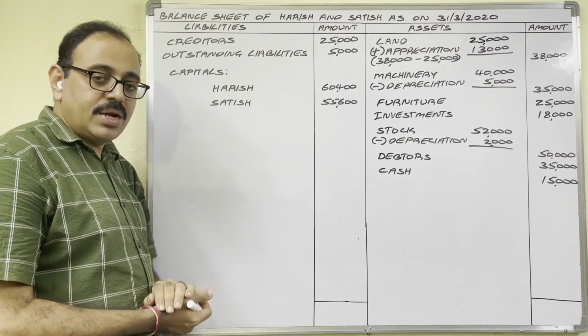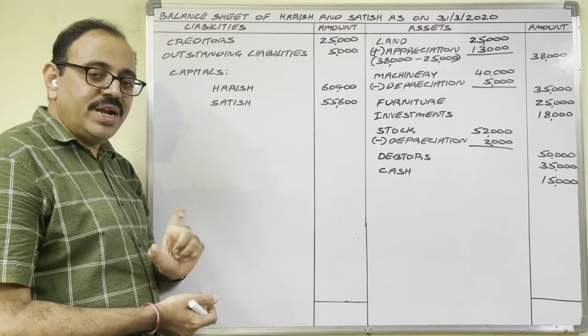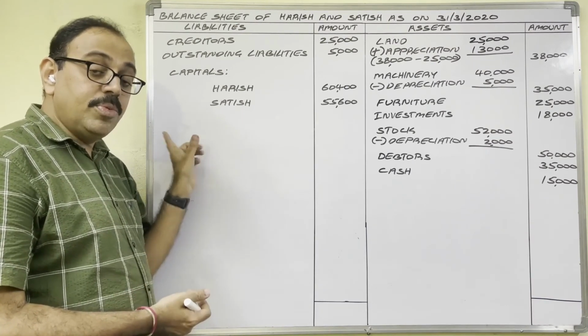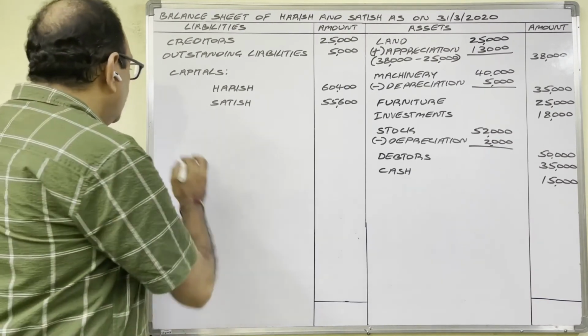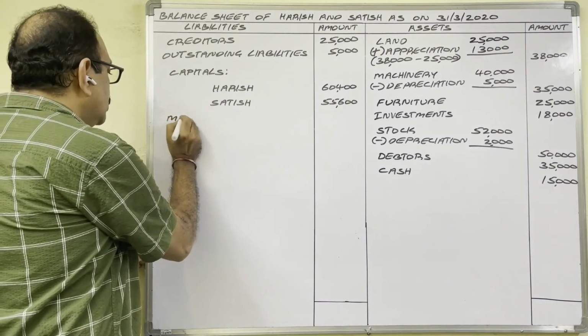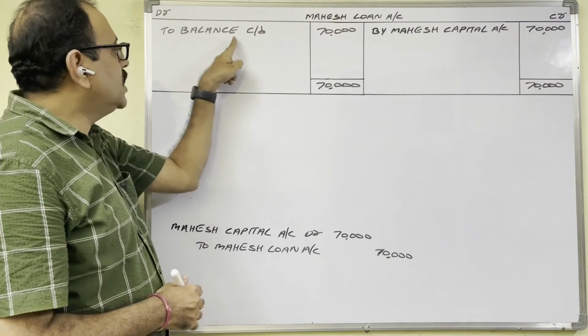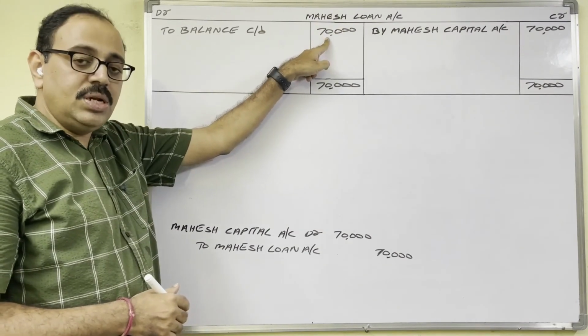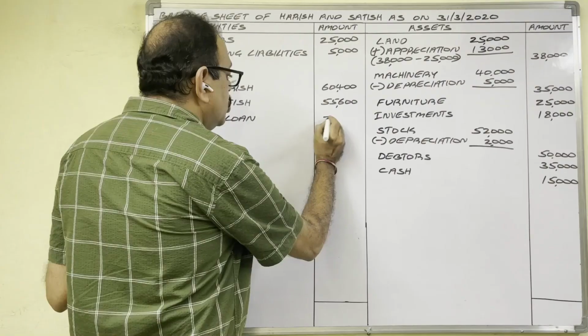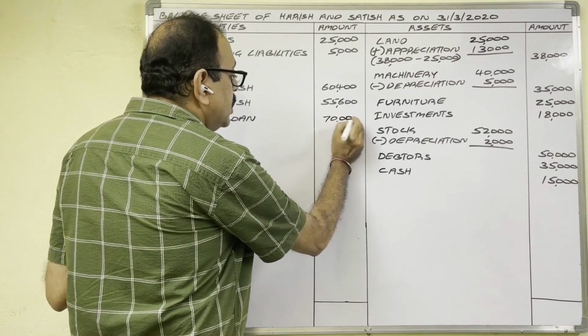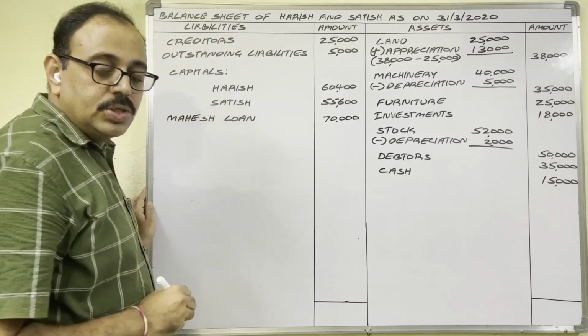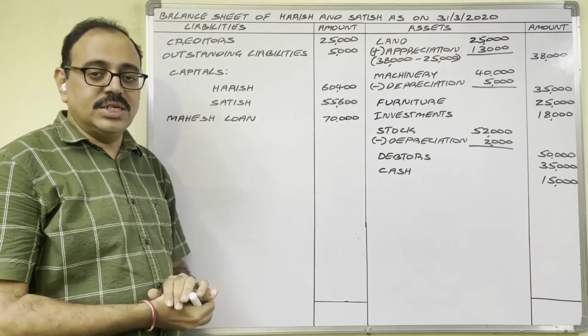Come to the retiring partner. His due amount we transferred to the loan account now. That amount also we should show here. Mahesh loan account. Which amount should we show here? In Mahesh loan account, the balance carried on amount is there, no, 70,000. This amount we have to show here. So Mahesh loan amount is 70,000 rupees. So everything we have taken in the balance sheet.